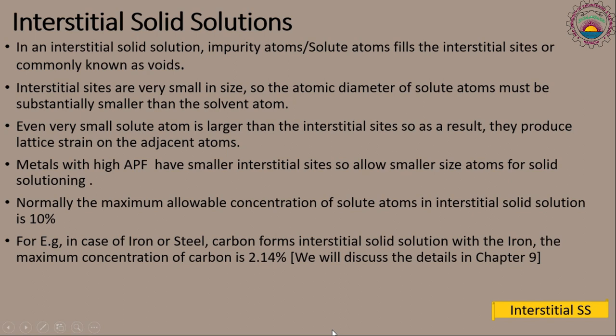Now we have the interstitial solid solution, the second part of the solid solution. An interstitial solid solution is one in which the impurity atoms or the solute atoms fill the interstitial sites, commonly known as the voids. As we have discussed before, in each lattice we have some atomic sites in which the atoms normally exist. And in between these atoms, there are some empty spaces. They are called the interstitial sites, or commonly known as the voids.